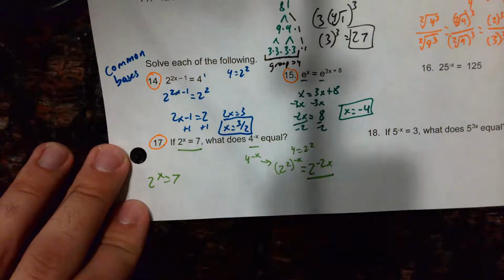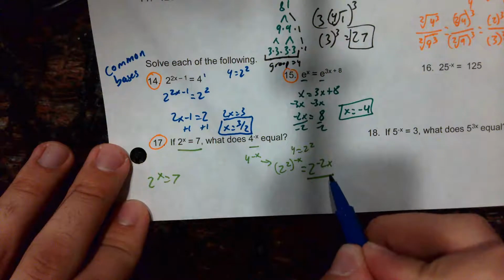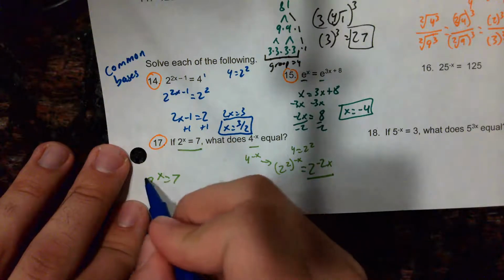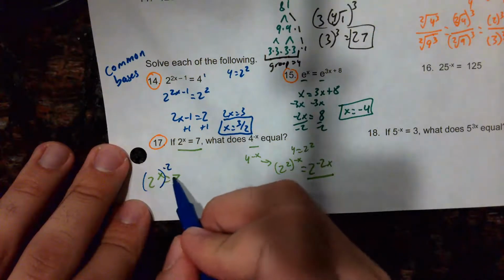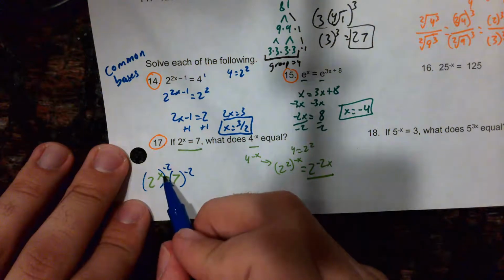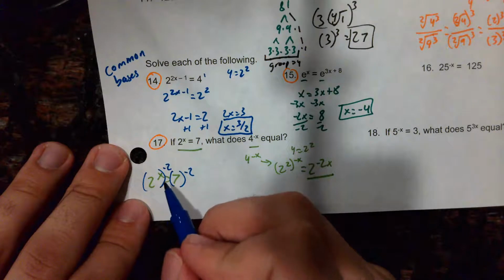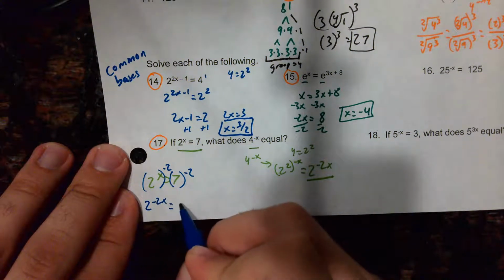Well, the only thing different between these two is that this has just 1x, this has negative 2x, so I want to multiply this by negative 2. However, in order to multiply exponents, I need to raise them to the same power. So I'm going to raise the left-hand side to negative 2, and the right-hand side to negative 2 also. The reason I'm doing this is now I have 2 to the x to the negative 2. Since it's an exponent raised to an exponent, you multiply them together. 2 to the negative 2x equals 7 to the negative 2.